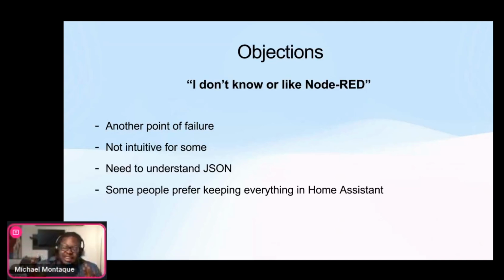But it's not lost upon me the different nuances that come with utilizing Node-RED. For instance, some of the things called out is like, it's another point of failure. It's not intuitive for some. I know the big one for me that I completely understand is that people need to understand JSON a little bit. And if you're used to looking at YAML, JSON may look a little bit scary. And then some people just prefer keeping everything inside Home Assistant, which again, I understand completely. All of these are understandable.